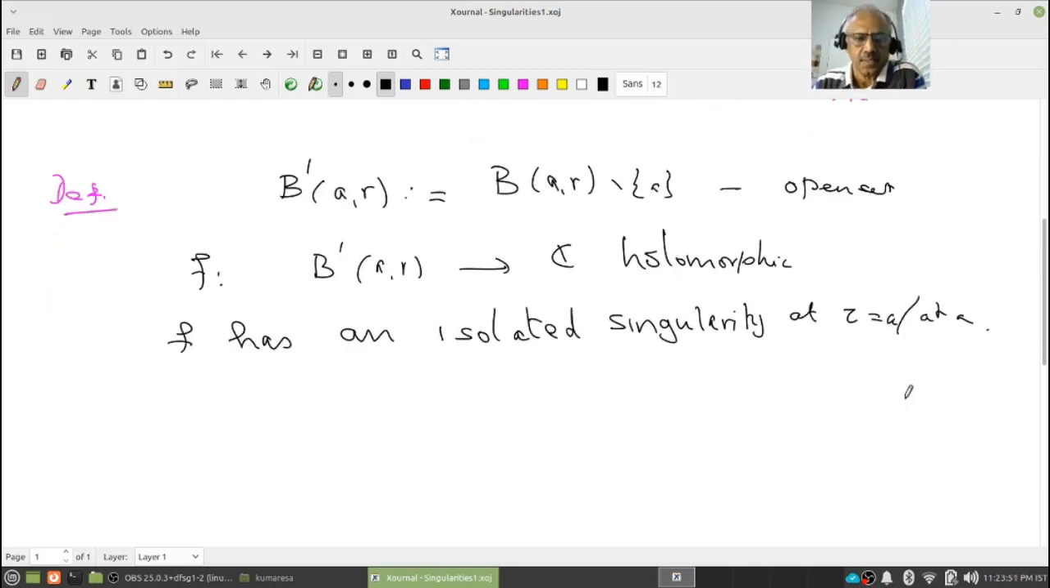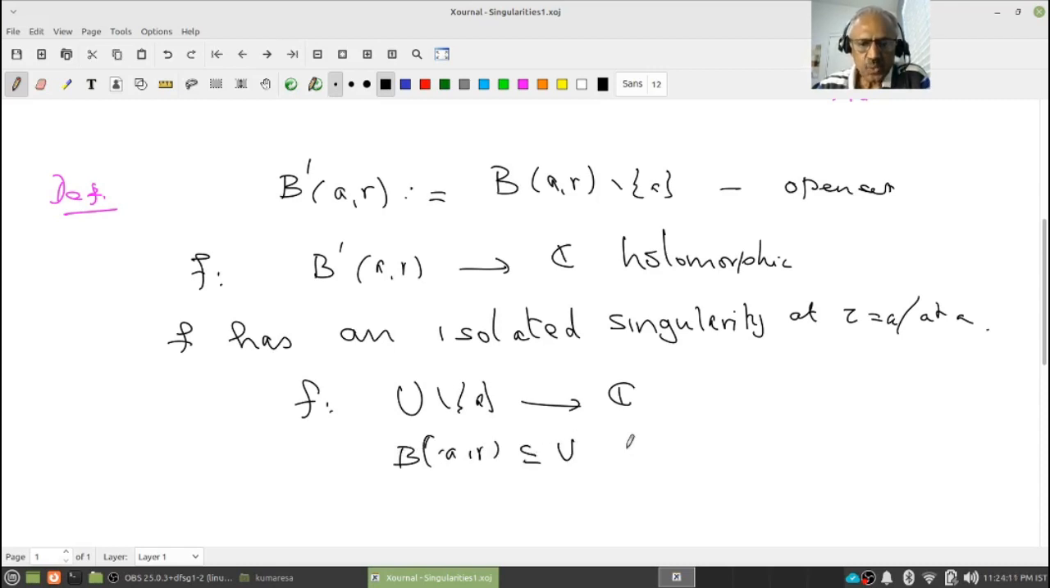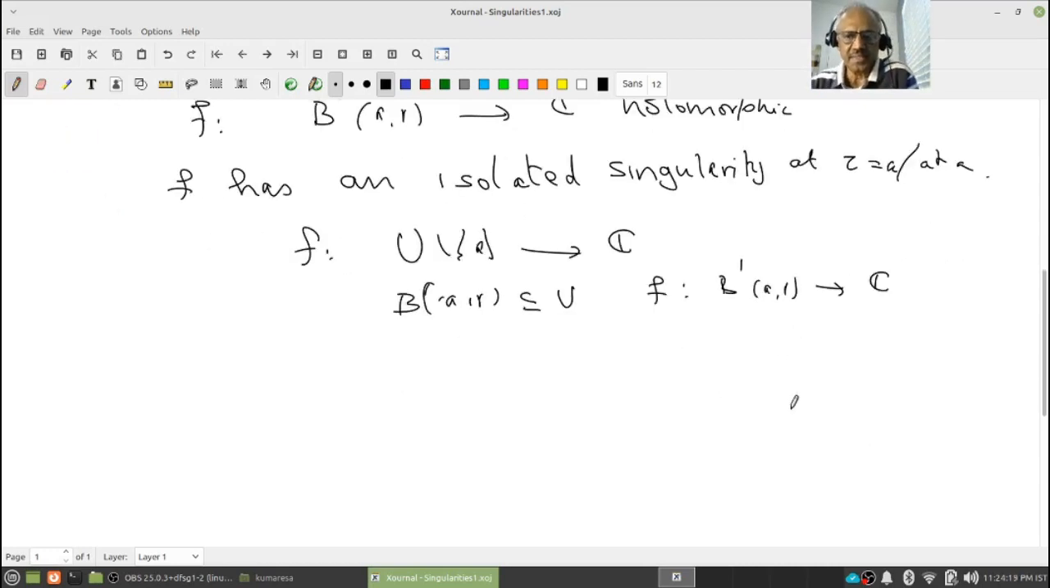So the same thing, suppose I have a function f from U minus singleton A to C. I say f has an isolated singularity at A if the same thing happens, that is, there exists an R such that B(A,R) is contained in U and f is holomorphic from the punctured disk to C. Is the definition clear?